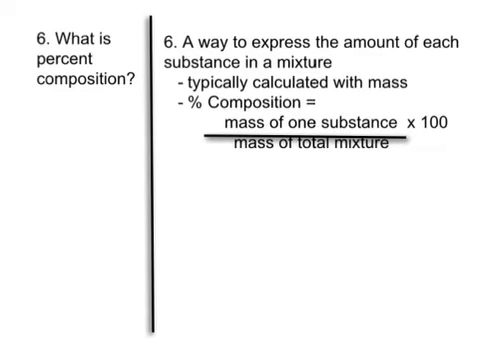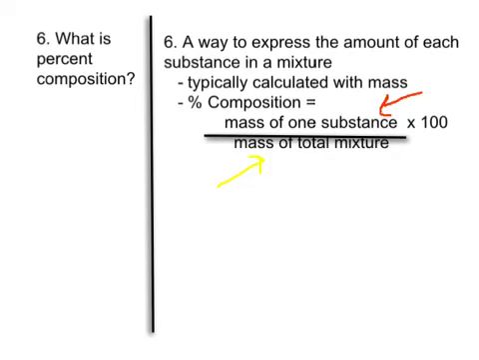So if we have a mixture, we're going to measure the mass of the total mixture, and then we're going to separate that mixture out into the different substances and measure those substances' mass. If you're talking about a specific substance, you're going to take the mass of the one substance, divide it by the mass of the total mixture, and then multiply that by 100 to get a percent, and that's what we call percent composition.